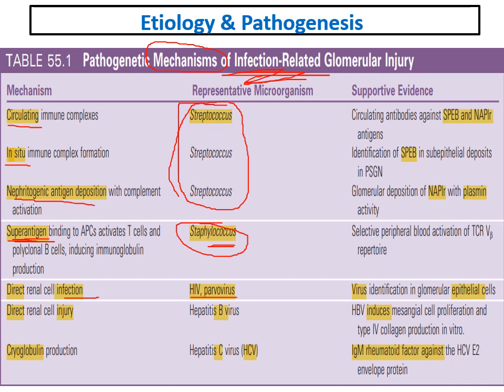Also, viruses can cause direct renal cell injury, like what happened with hepatitis B virus infection, which will induce mesangial cell proliferation. Another mechanism can be through cryoglobulin production and deposition in the kidney, which is commonly caused by hepatitis C virus infection, as we know, of course. So this table is also important, illustrating the different mechanisms for the glomerular injury following different infections.